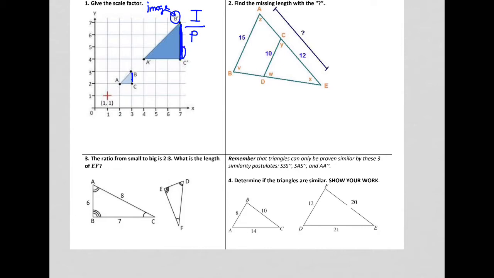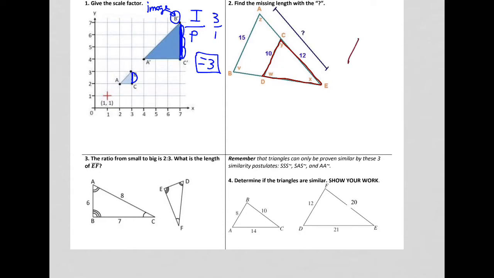This one's going to go on top. That is the length of 1, 2, 3. And the pre-image corresponding side is a length of 1. So 3 over 1, which just equals 3, is the scale factor. And then for number 2, remember to draw your triangles separately. So I'm going to draw this triangle here separately.